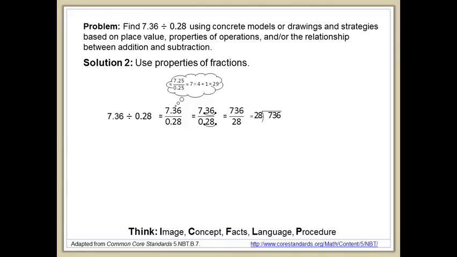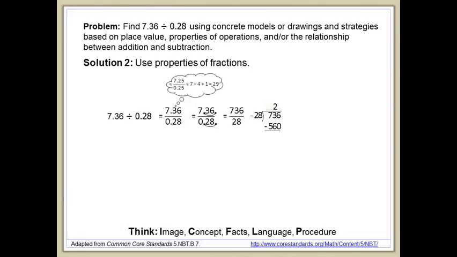A student might guess 3, but 3 times 30 is 90. That's quite a bit larger than 73. So maybe we'll try 2 and see what happens. Of course, if they tried 3 and multiplied it out, they'd find that they get something larger than 73, and they'll have to go back to 2. But we get 2, and then we do the multiply.